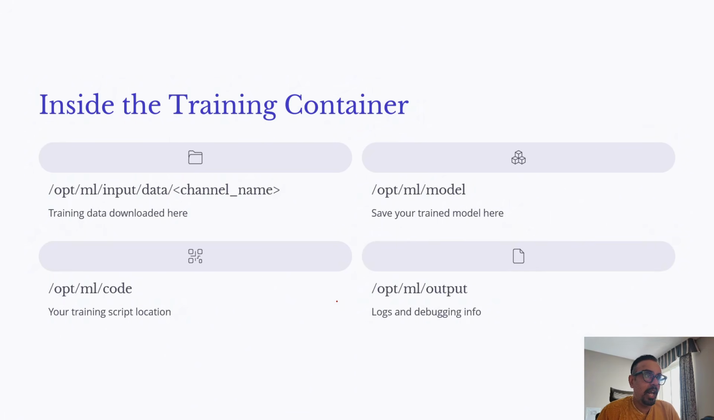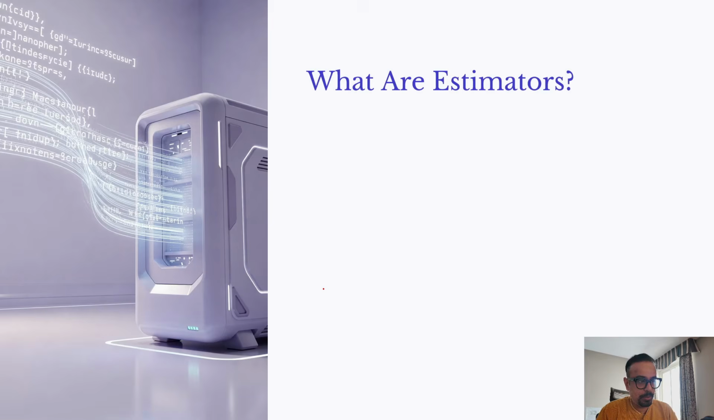Then comes the last path, which is for logs, metrics, and debugging information. If your training fails, the error log goes over there. If you want to save training metrics or validation results, you can write them here and they will be available in CloudWatch logs for troubleshooting.